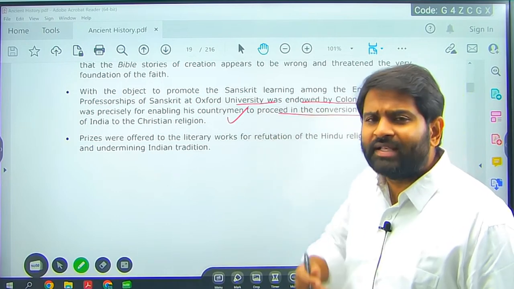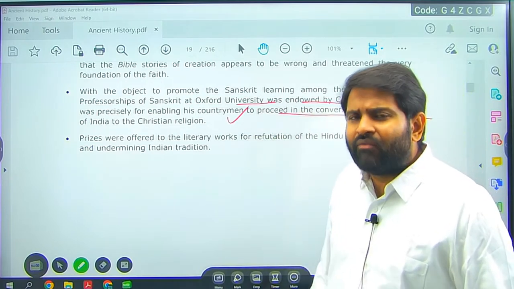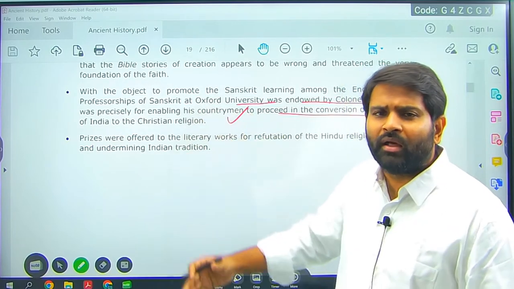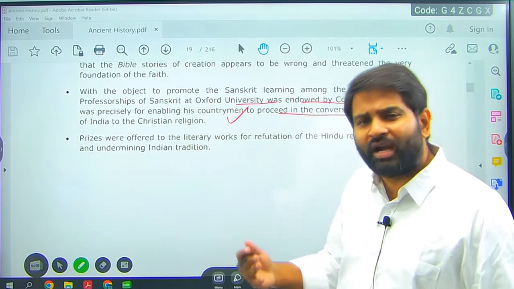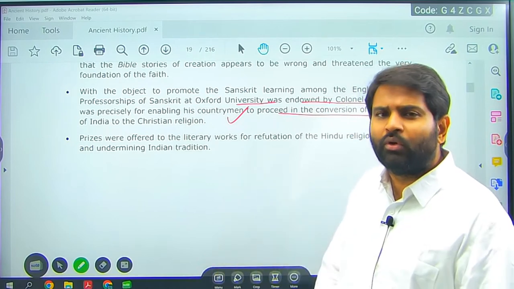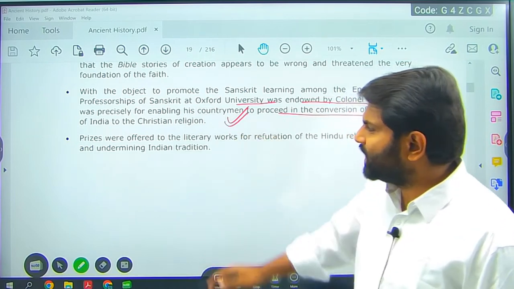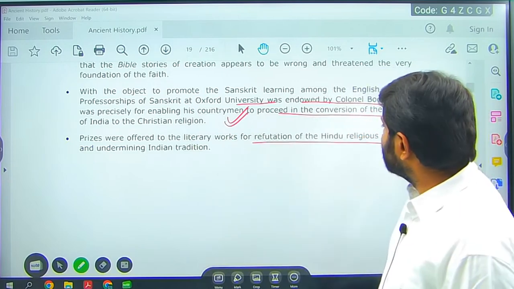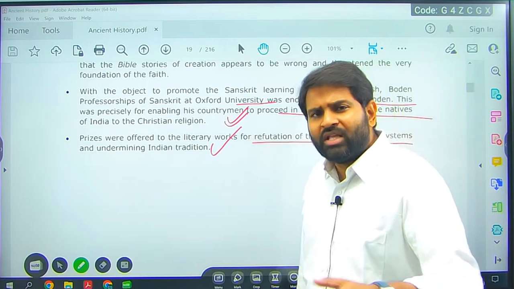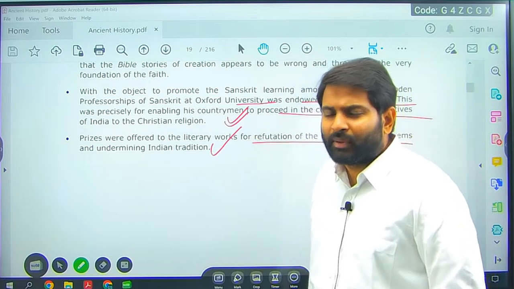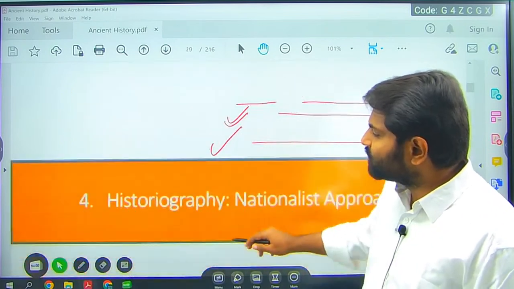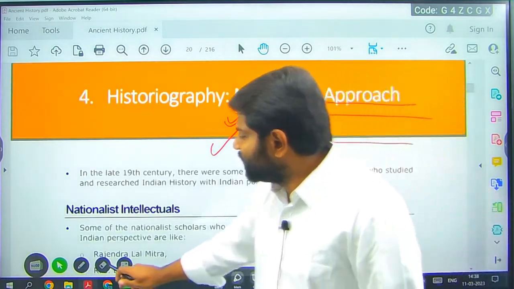Again, when they are reading Sanskrit, not everyone, we are talking about the few people who had more impact on the systems of India. There are many good people who read Sanskrit, who understood societies, and did good for the society. But we are talking about those imperialists. Prizes were offered to literary works for refutation of the Hindu religious systems and undermining Indian tradition. If any particular Hindu religious text was defied, then the prizes were given to them. So they were encouraged to prove the Hindu texts were wrong. So that is how the imperial texts came about.